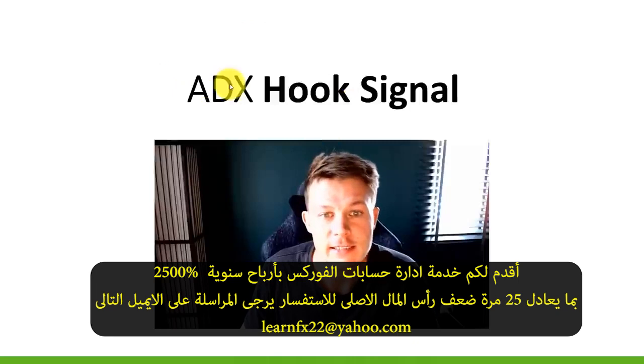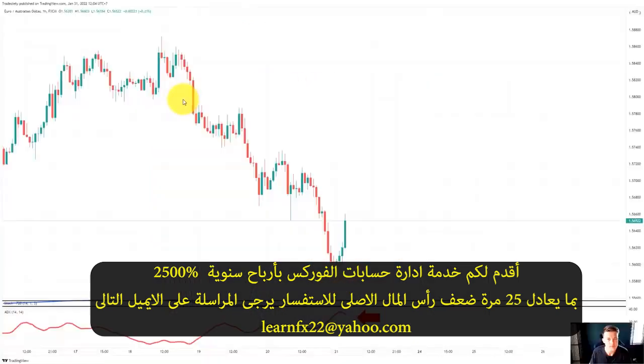Next on the list is the ADX hook signal. So we added the ADX, it's the 14 period, the default setting. What you will see in a trending market, when the market is trending in either direction, is that the ADX will go up, and the ADX going up means that the market is gaining strength and the trend strength is very high. However, when you see a hook, it shows you that the market is losing strength and that the trend is losing strength. That's a very, very important signal.